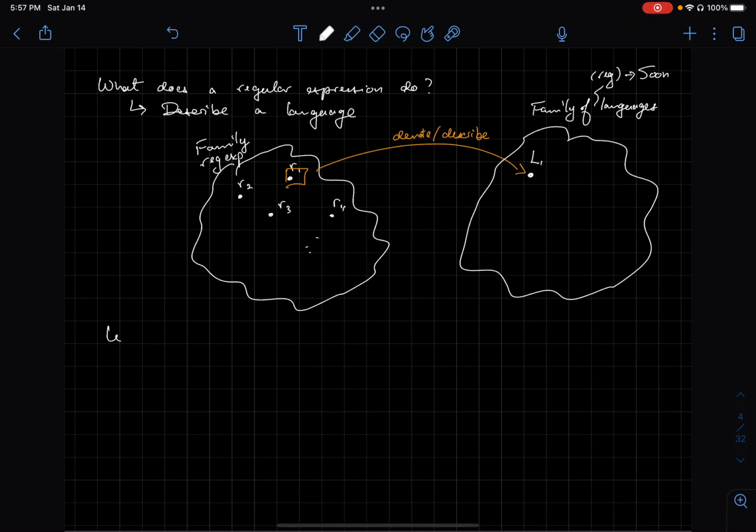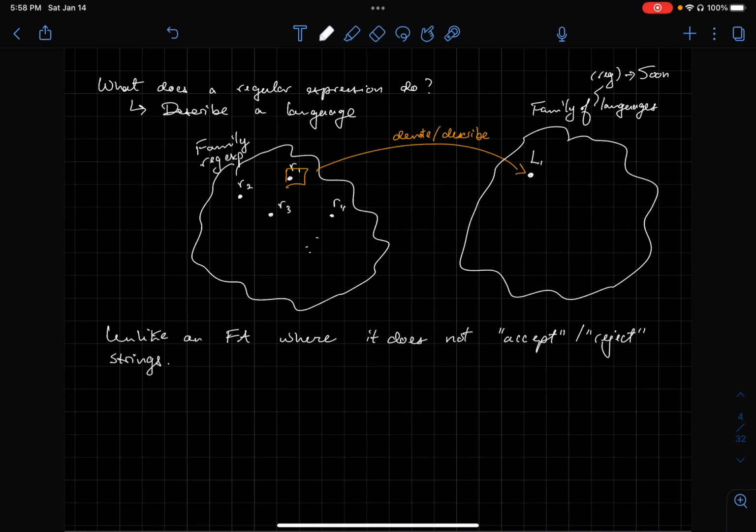So it's unlike an FA, which does not accept or reject strings, okay? Regular expressions have no transition functions. They have no mechanism where they take a string and output something. In an FA, you would give it a string and then it would output yes or no. This is not what a regular expression does, okay?